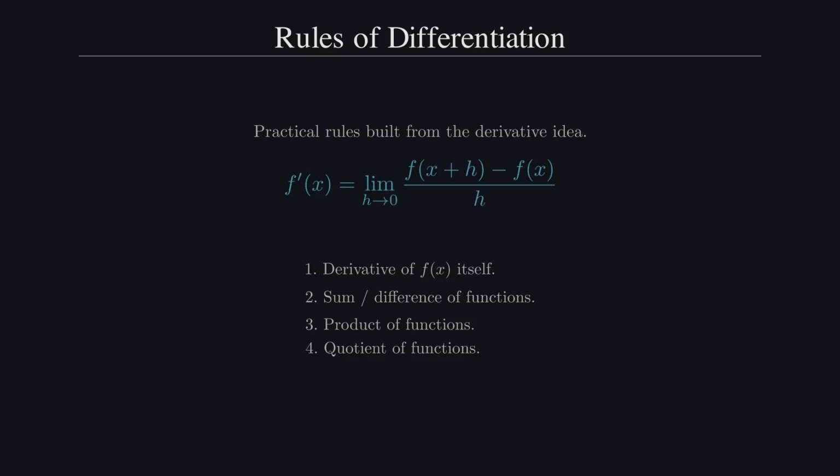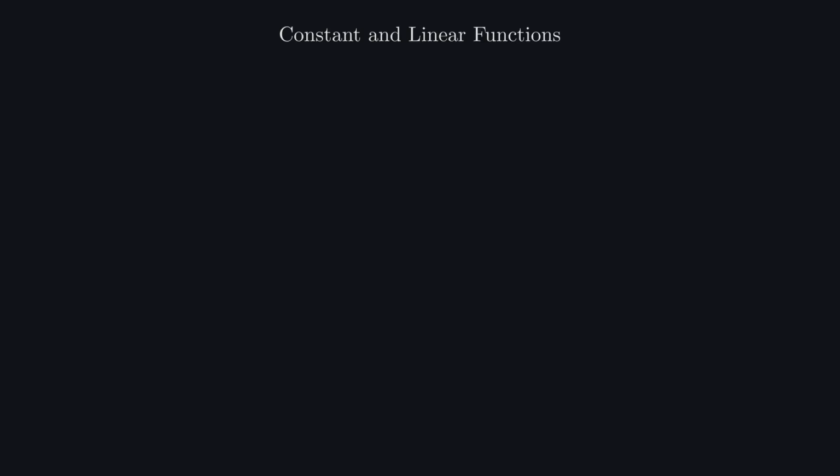To keep our work anchored, remember the basic definition. f prime of x equals the limit as h approaches 0 of f of x plus h minus f of x, all divided by h. All the rules we will see are shortcuts that follow from this definition, but they make calculations much faster. We start with the simplest functions.